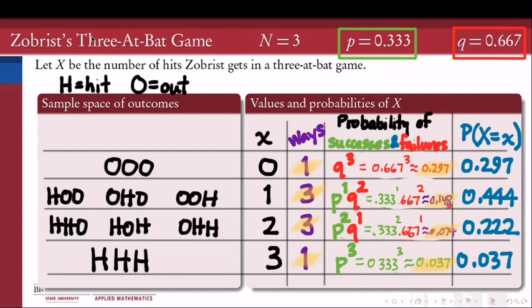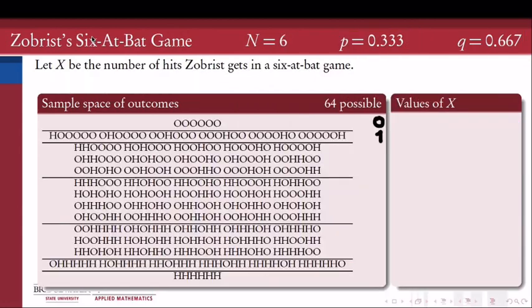So that's a complete story for a 3 at-bat game, but we did a lot of work to get to that. What we'd like to do is get to a formula that will let us determine these probabilities without having to explicitly list out all the possible outcomes, for example. Because while it was relatively simple to do in a 3 at-bat game, just imagine what we would have to do if it were a 6 at-bat game.